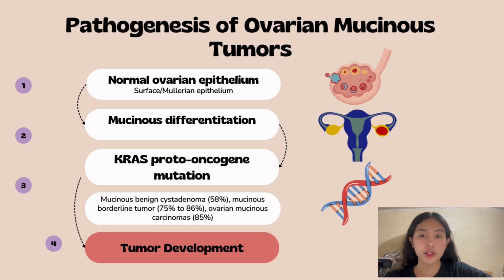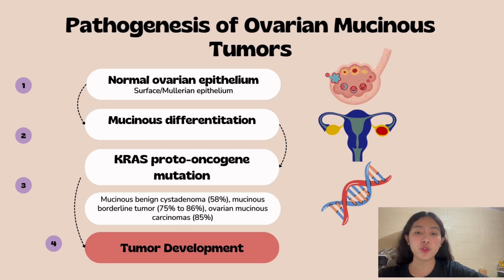For the pathogenesis of ovarian mucinous tumors, normal ovarian surface epithelium, so the ovary is covered by a simple cuboidal epithelium derived from the Mullerian ducts. So the epithelium is normally not mucin secreting. Mucinous tumors arise when this epithelium undergoes metaplasia into mucin secreting columnar cells. Other possible sources are Brenner tumor epithelium, transitional cells that undergo mucinous change, or teratomatous mucinous glands.